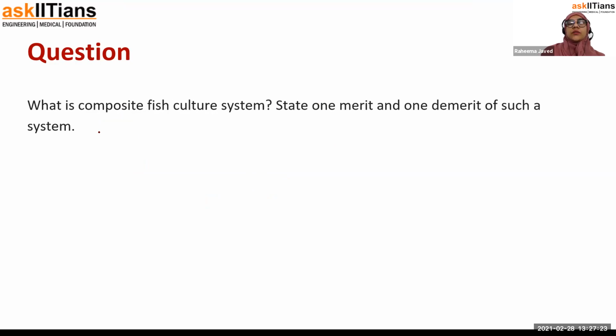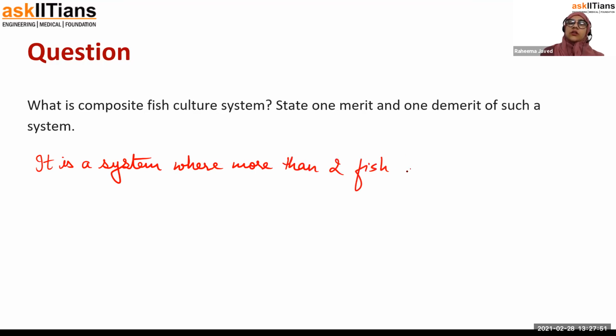What is composite fish culture system? State one merit and one demerit of such a system. Composite fish culture system is the one where more than two fish are grown in the same pond.